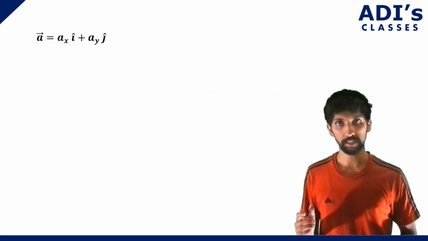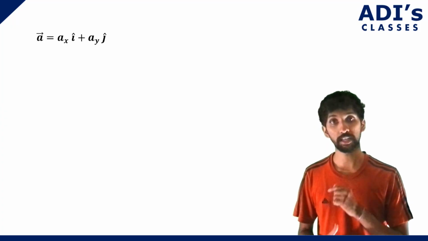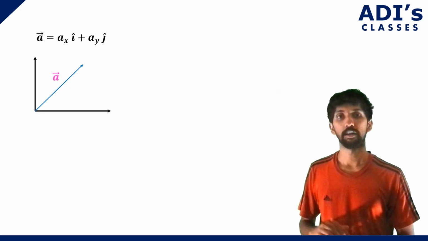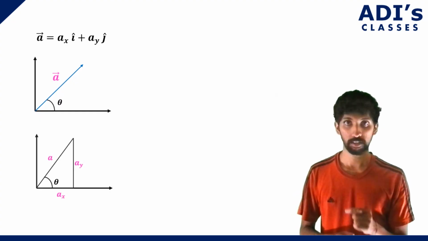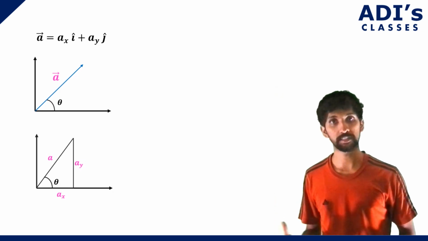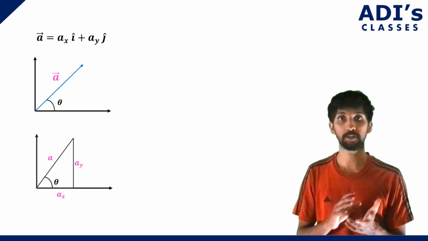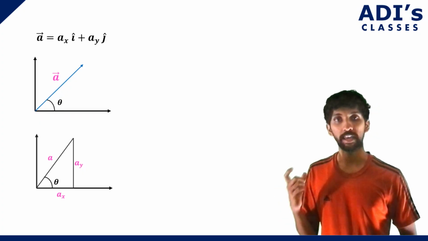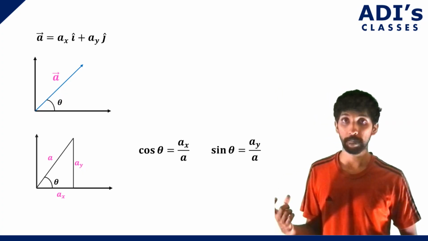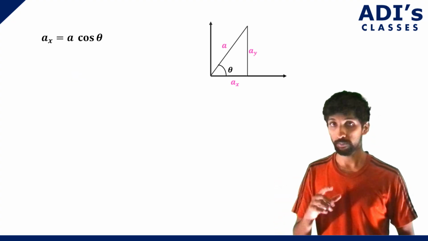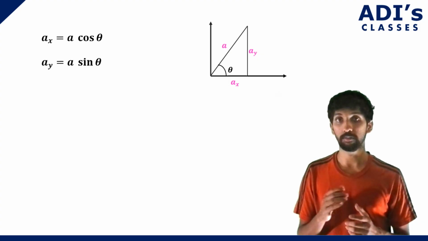Understood, right? Now, let's come back to the vectors again. See here, vector A is ax i cap plus ay into j cap. Now see here, this particular vector A is making some angle theta with the x-axis, correct? So this is ay and this is ax and this is vector A, correct? We can use Pythagoras theorem and trigonometric functions to calculate this. So you have ax, ay and A. In this case, what is cos theta? ax by A, right? And what is sin theta? ay by A. So we write ax is equal to A cos theta and ay is equal to A sin theta. Okay?